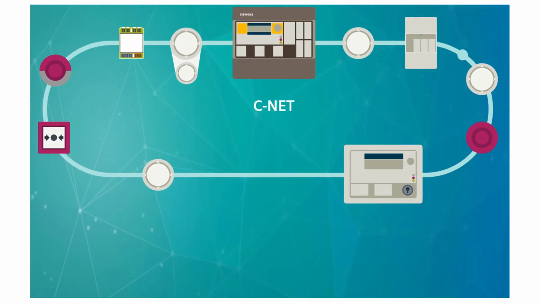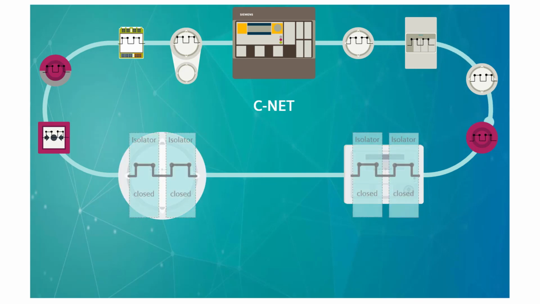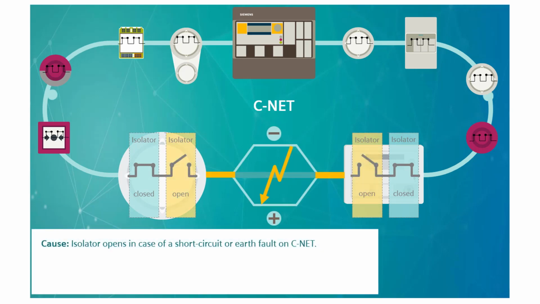First, let's consider the job of the isolator. Isolators are integrated in all CNET devices. These are closed in normal operation. The isolators become active if a fault appears on the CNET, such as a short circuit caused by a fire. In both CNET devices, the isolators open in a matter of seconds, and the faulty line section is isolated. The benefit of this is that all devices stay in operation and alarms are activated without interruption.